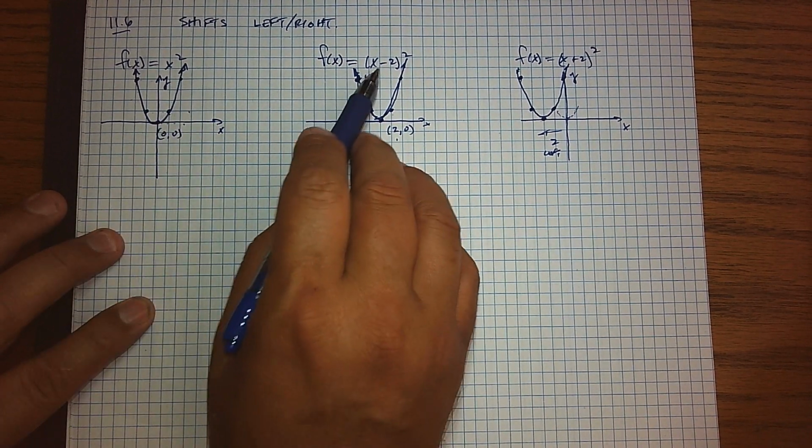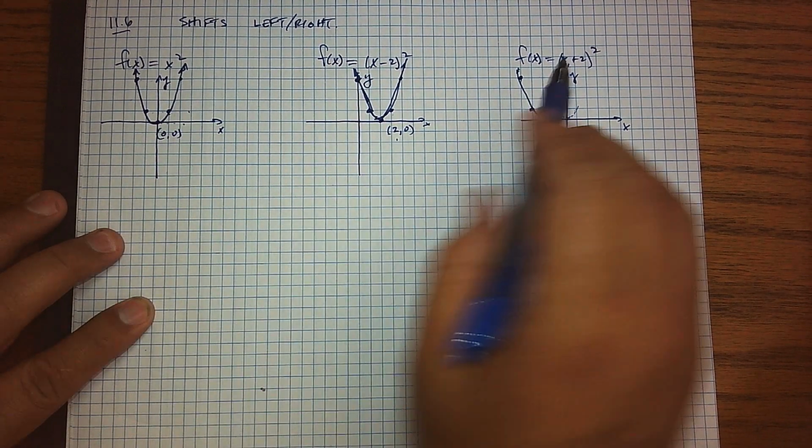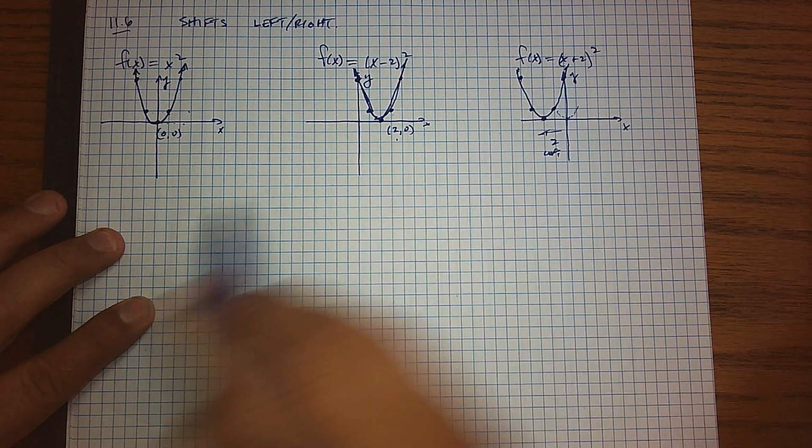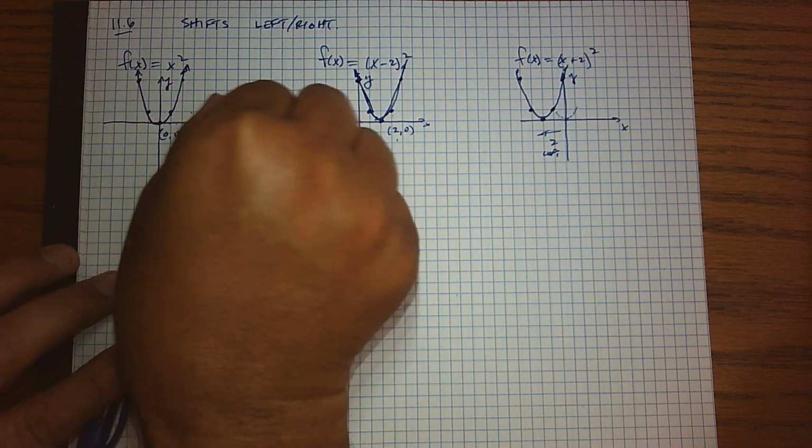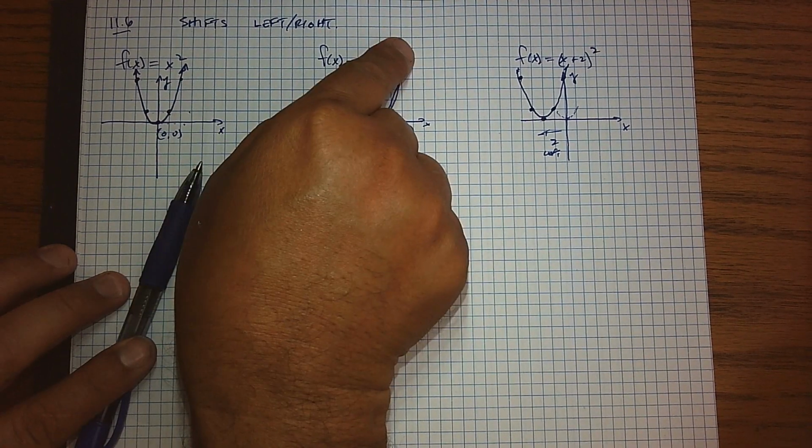If we subtract something, we move it to the right. If we add something to the input, we end up taking that shape and moving it to the left. So it's literally taking that shape and shifting it left and right. To the right, we subtract. To the left, we add.